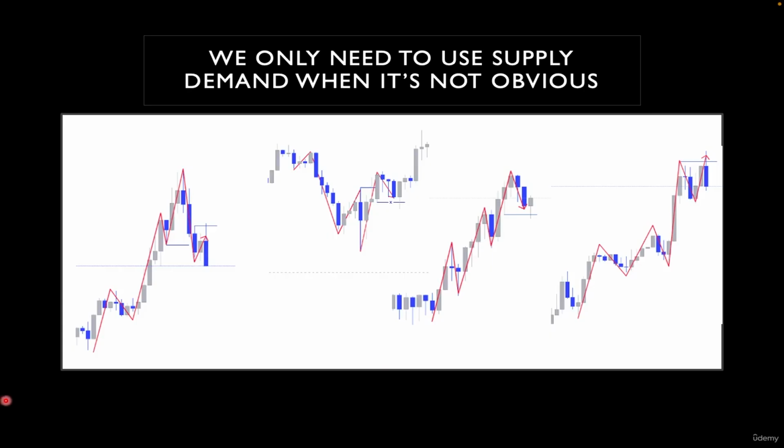In the examples that you can see on the screen, it's very obvious that, for example, on this first one, the bears are in control because we've had this break to the downside. We're clearly trending downwards. There are no trends within trends that we need to be concerned about that will confuse us. Same here. We're clearly bullish as we break to the upside. We're clearly making higher highs and higher lows here. So there's no need to start identifying supply and demand zones. And the same with this one. We're clearly making higher highs and higher lows before we print this trigger candle.